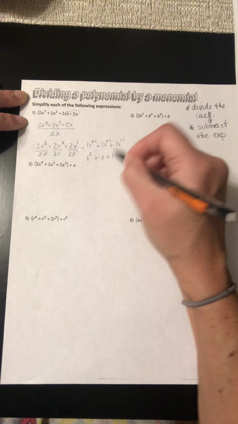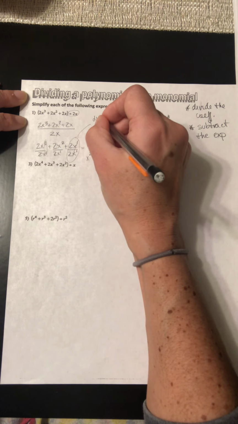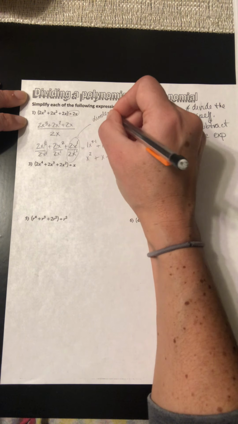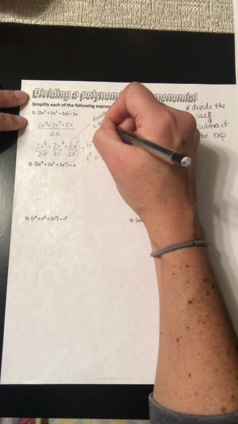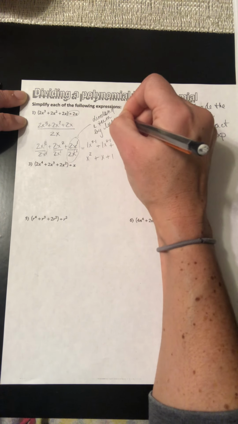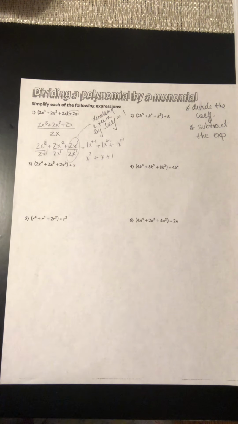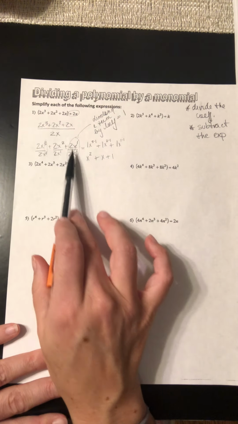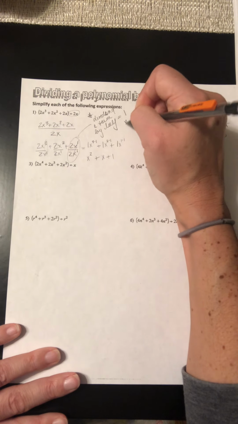So whenever you have a term divided by itself, that equals 1. Anytime you're dividing something by itself, that always becomes 1. It does not cancel completely. That's super, super important.